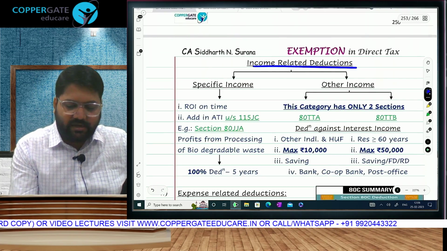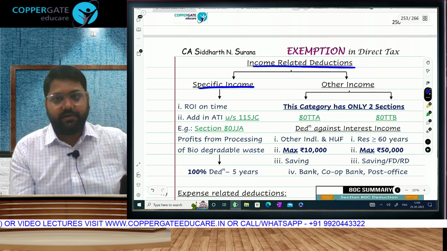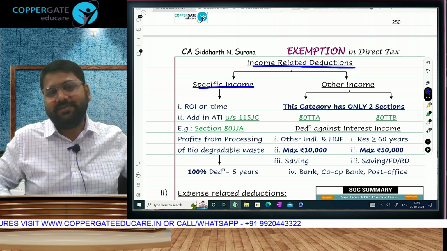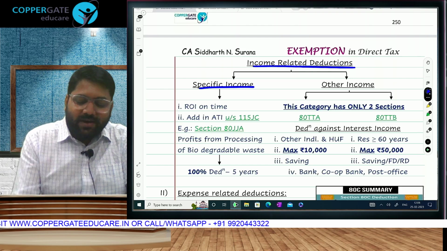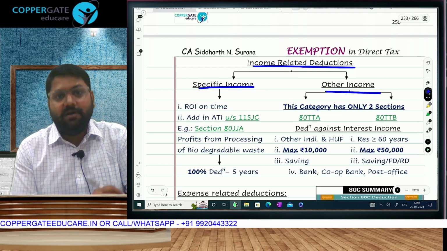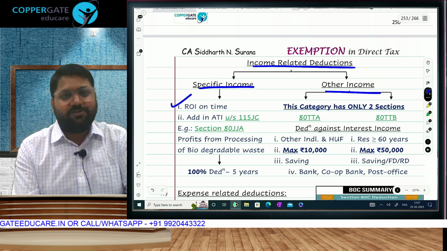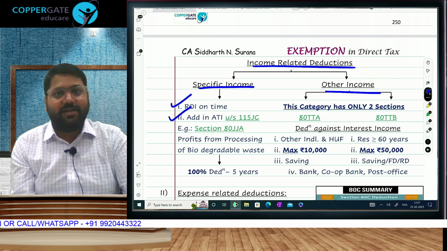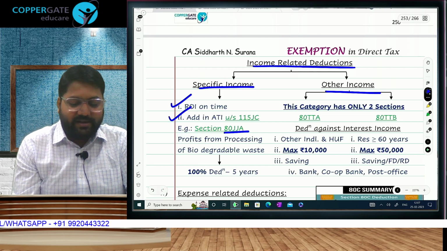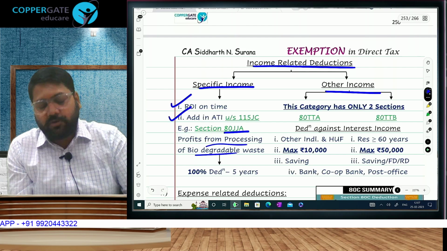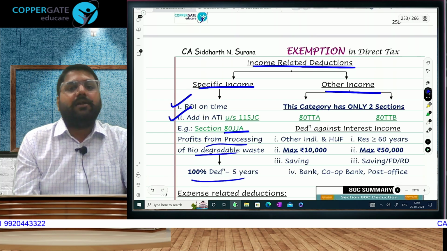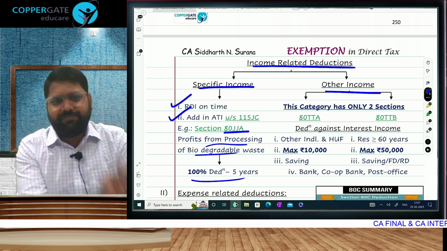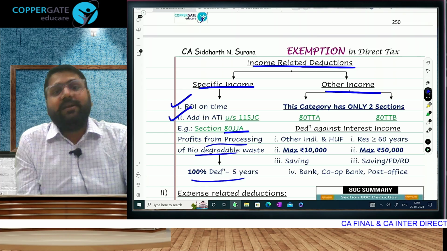Under income related deduction, we have specific income where you put effort to earn it, and other income which just happens. So what is specific income where you put efforts? First of all, these are those deductions for which you have to file your return on time, and they will be added in your adjusted total income computation for alternate minimum tax. For example, 80JJAA. If you have any profit from processing of biodegradable waste, you will get 100% deduction over a period of 5 years. So for 5 years, PGBP equals deduction. In the 6th year it will come in income but no deduction.